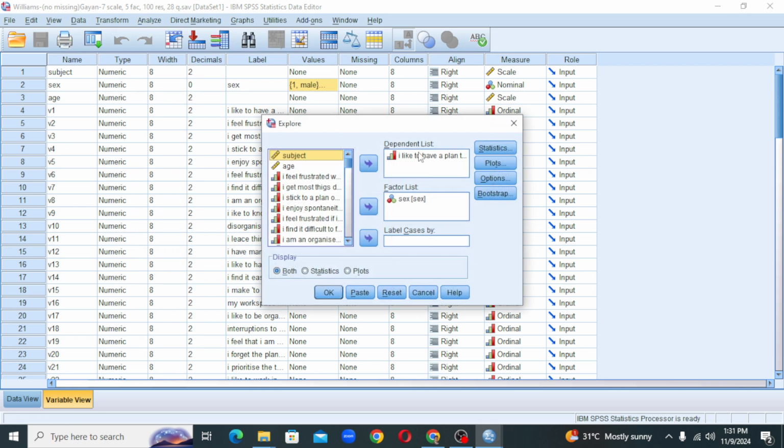Explore, then select a particular subject. For example, we have selected this one, and this varies from 1 to 7. So we will be checking first whether this variable satisfies normal distribution and the non-availability of outliers.